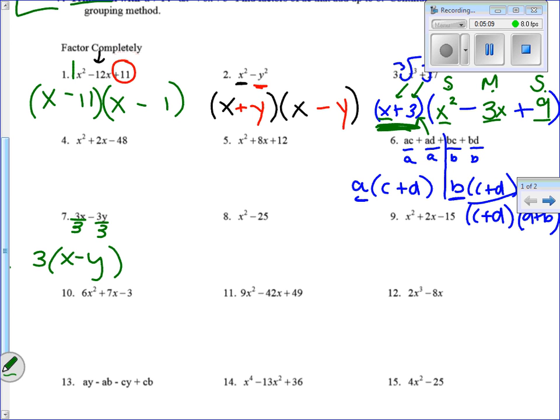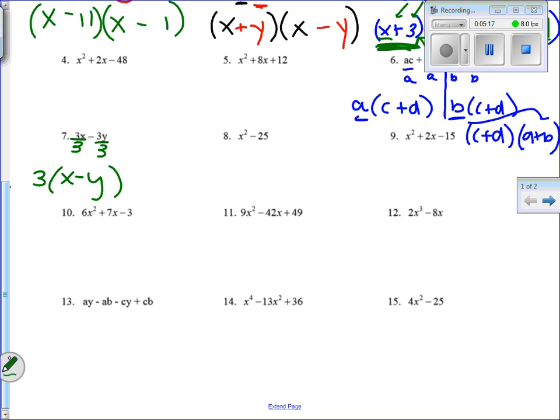So number 8, 9, you can do on your own. Number 10, this is where we start going back to that guess and check stuff that you guys hate. So I want 2 sets of parentheses. I need to think of numbers that multiply to be 6 for the first part here. So I know 2 and 3 multiplies to be 6. Okay, then I need to think of numbers that multiply to be -3.